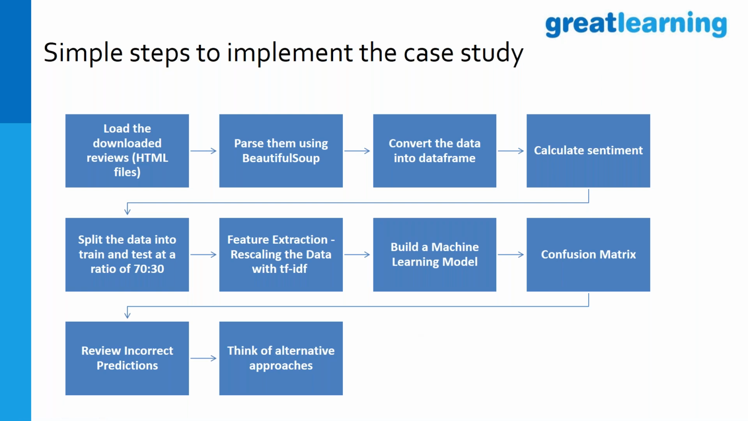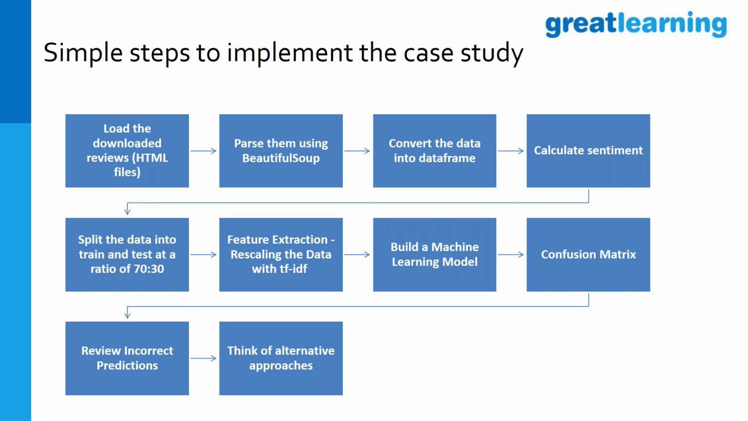First, we are going to load the downloaded HTML files which we had stored in our local directory. And then we are going to use a library called Beautiful Soup, and we are going to parse this HTML file. And then we are going to convert the data into data frames. For converting data, there is a library called pandas in Python, and we are going to use that library. Then we are going to write a simple sentiment analysis function just to define the sentiment based on the ratings criteria.